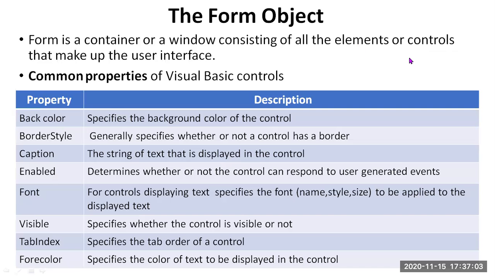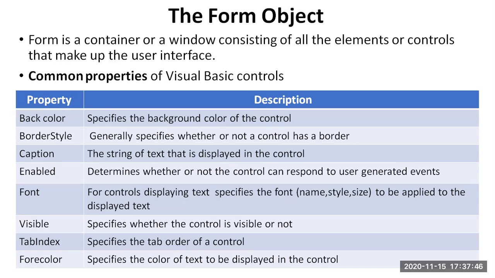The form object. A form is a container or a window consisting of all the elements or controls that make up the user interface. Now, some of the common properties of Visual Basic controls are BackColor. It specifies the background color of the control. BorderStyle. It generally specifies whether or not a control has a border. Caption. It is the string of text that is displayed on the control. Enabled determines whether or not the control can respond to user-generated events. Font. For controls displaying text, it specifies the font to be applied to the displayed text.